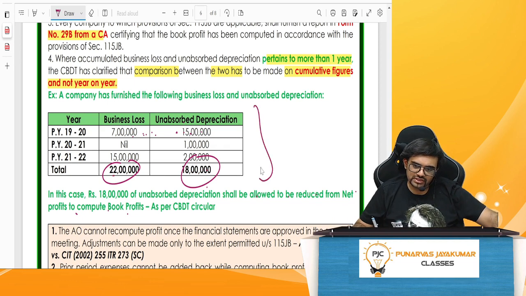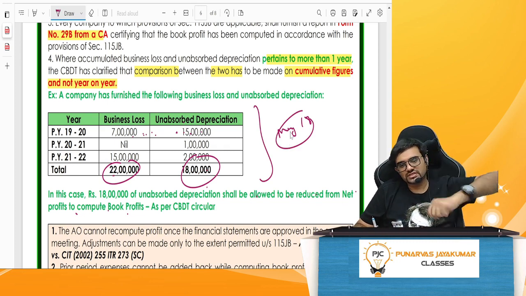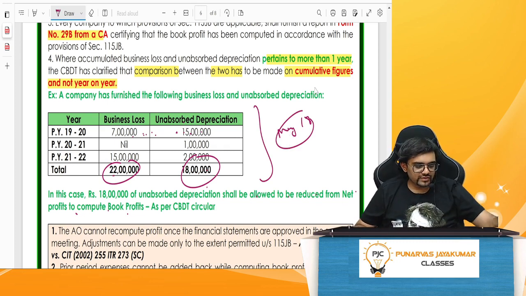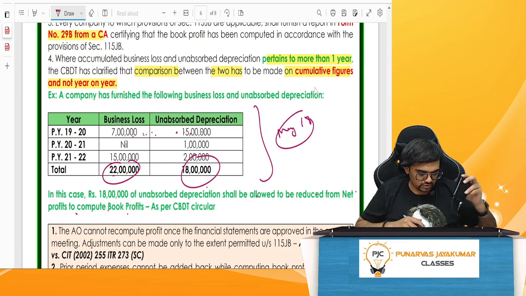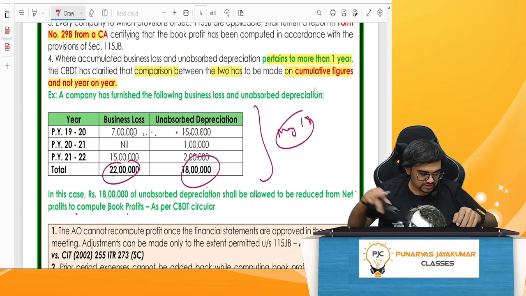This is an examination question also in May 18, if I'm not wrong. I'm not sure about the year, but once or twice they have asked this question. It is always to be done on an overall basis. Always to be done on an overall basis.